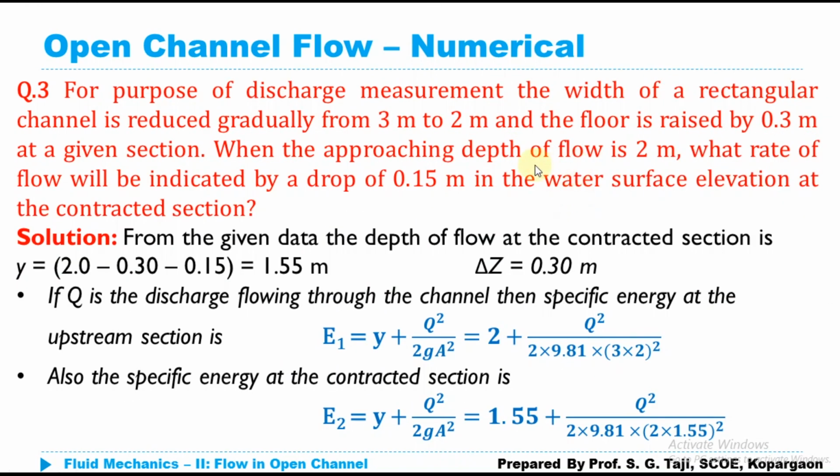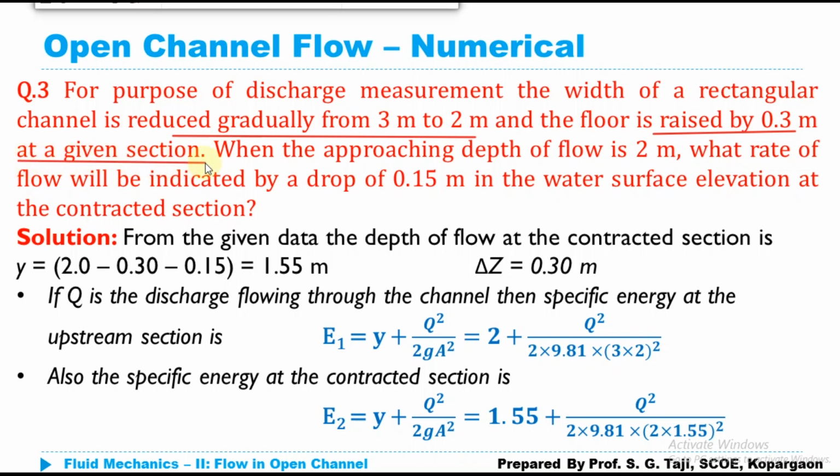Let's move to the next numerical. For the purpose of discharge measurement, the width of a rectangular channel is reduced gradually from 3 meter to 2 meter. So what they have given is that, for the measurement of discharge, the width of the channel has been reduced gradually from 3 meter to 2 meter and the floor is raised by 0.3 meter at a given section.